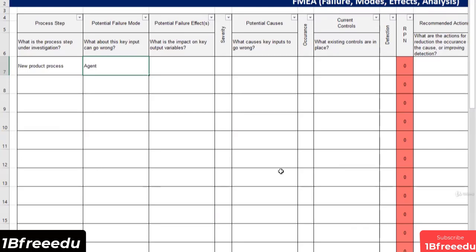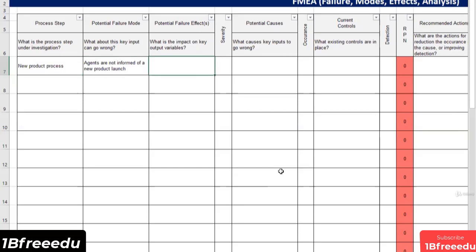Well, we know that agents are not informed of a new product launch. This is one way in which that process is failing, right? It's not delivering what it should do. We'd expect as part of the new product process, agents are informed about this new product.